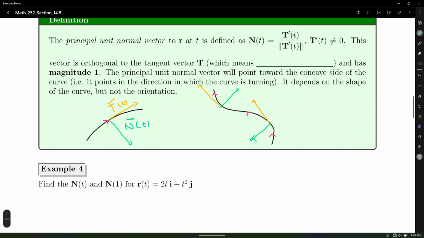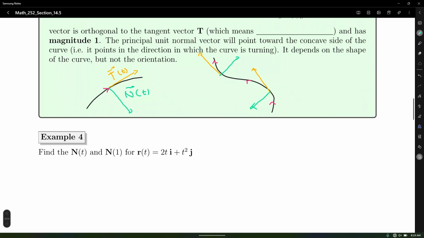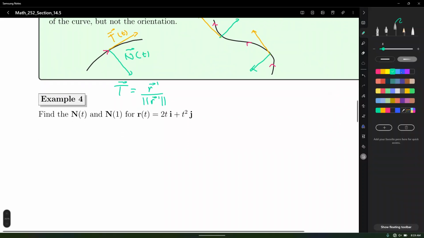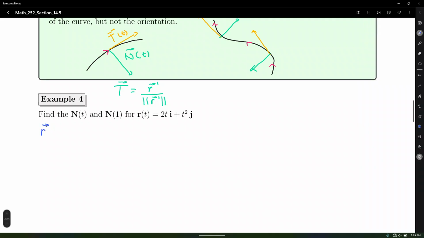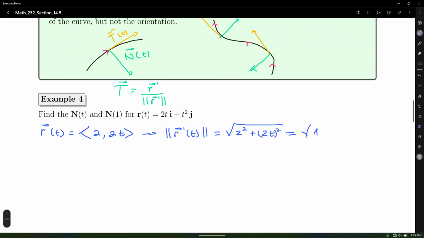So first of all, to begin with, we need the derivative of the unit tangent vector. Well, that means we first need to find the tangent vector. So how do we find it? Let me write it down here. The tangent vector is r prime over its magnitude, not the derivative. So let's get r prime first. That is the derivative of 2t, that's 2. The derivative of t squared, that's 2t. Okay? Let's get its magnitude, that is the square root of 2 squared plus (2t) squared. That is the square root of 4 plus 4t squared.